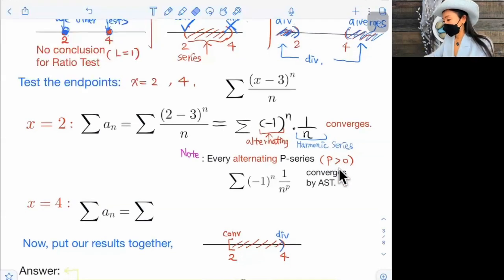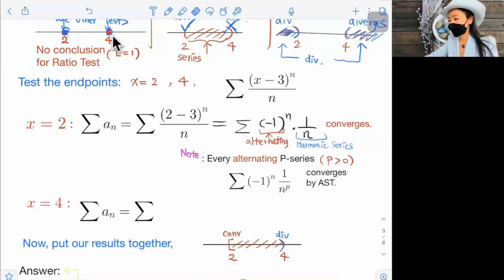All right, so that's what we mean by use other tests. In this one here, we substitute it in, and we actually use the alternating series test to conclude that this one here converges. So the ratio test has no conclusion. However, we use the alternating series test here. We see that when x equals 2, this series converges.